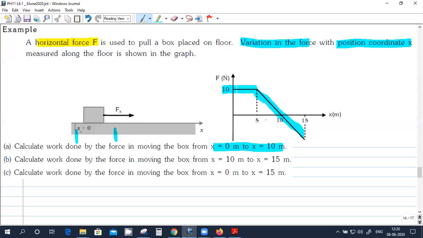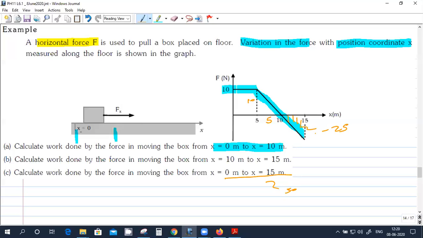This is 5, this is 10. So 75, yeah. And 10 to 15, how much work done in this part? -25. Okay, so work done from 0 to 15 is how much? 50.